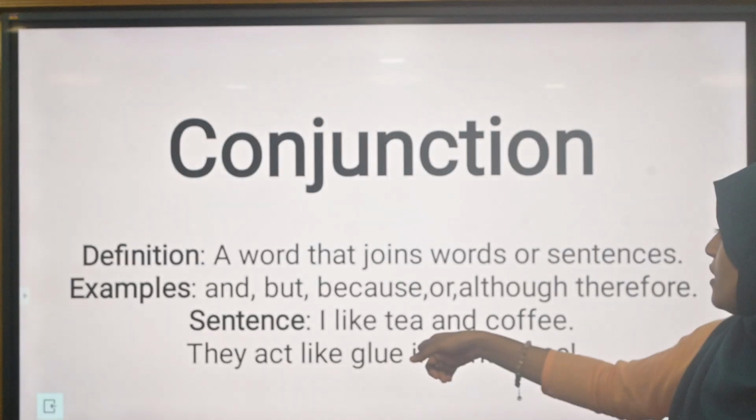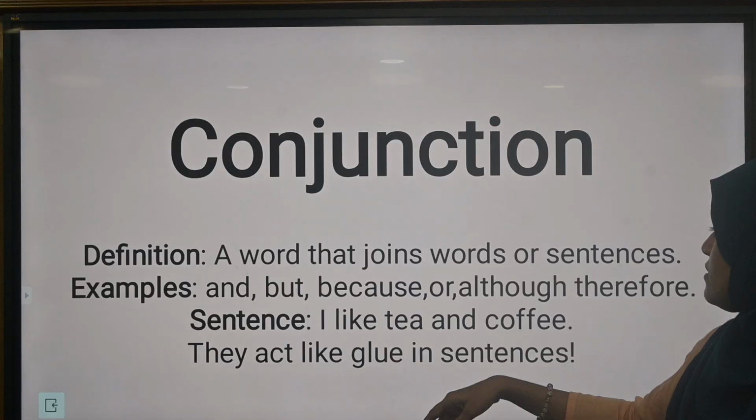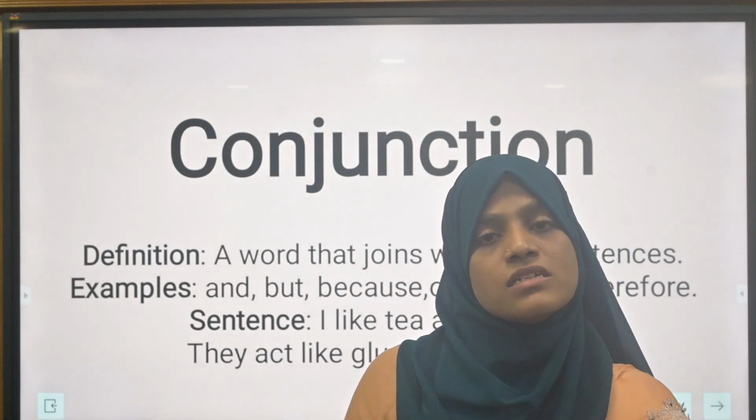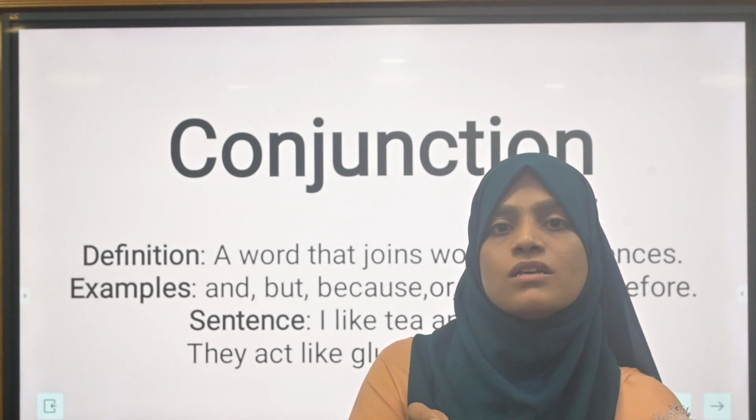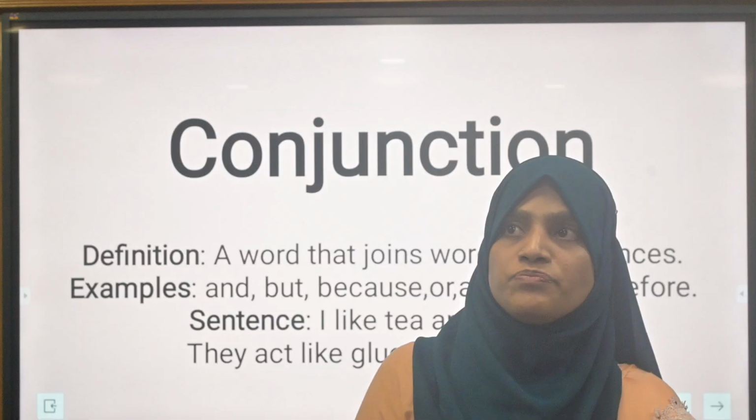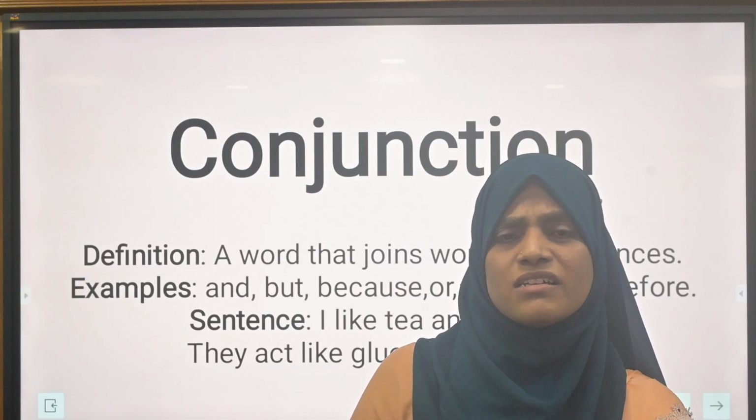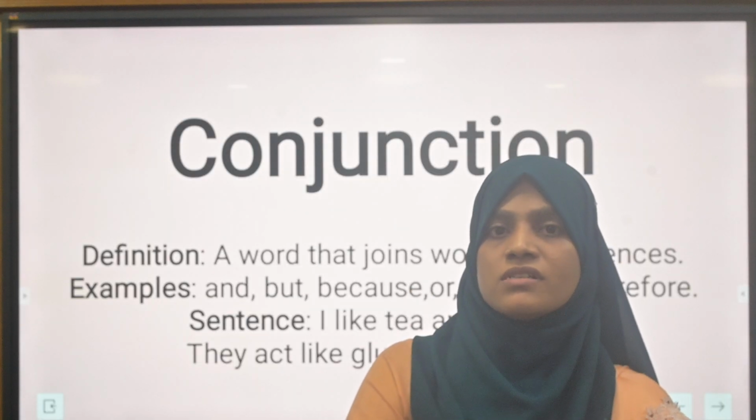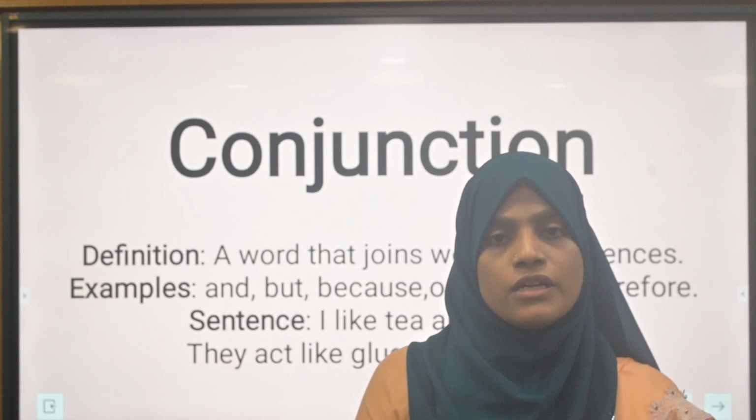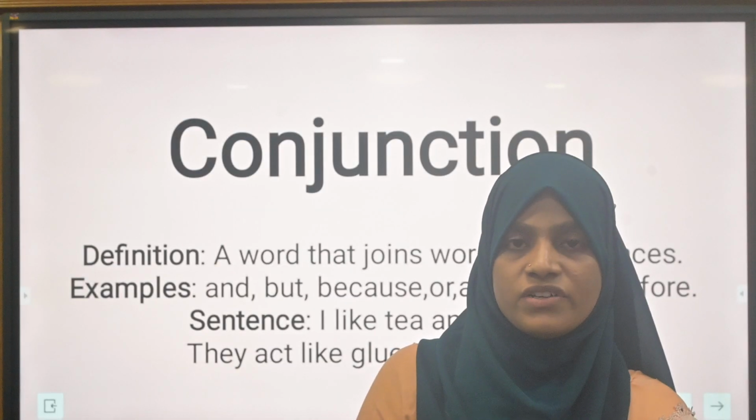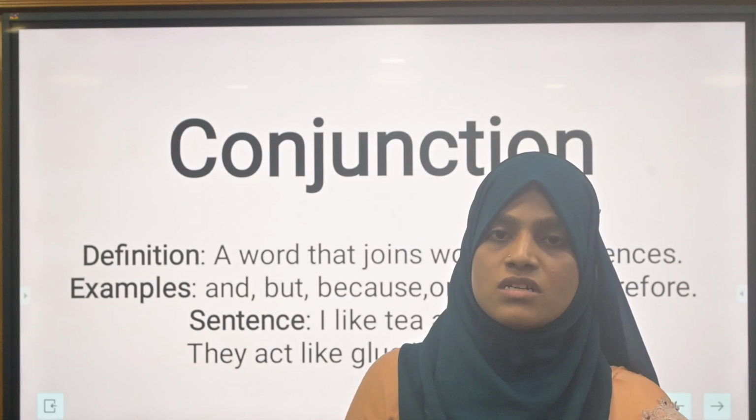Like I have used here, I like tea and coffee, and we can say I was on casual leave because I was not well. Here "because" helps to join both sentences. Even we can say I like ice cream but I don't like tea. Here "but" joins the two sentences into one. So when we want to join two different sentences into one, we'll use a conjunction.